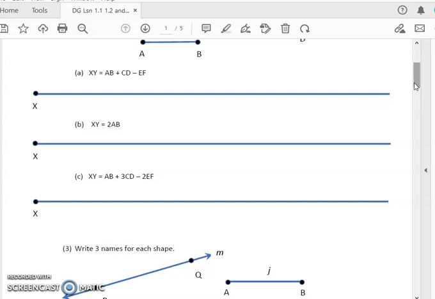For the second problem, I'm asking you to take 2 AB lengths to make the final length of xy. And then the last one, an AB length, and then 3 CD lengths, and then take away 2 EF lengths. And so where's the length of xy?